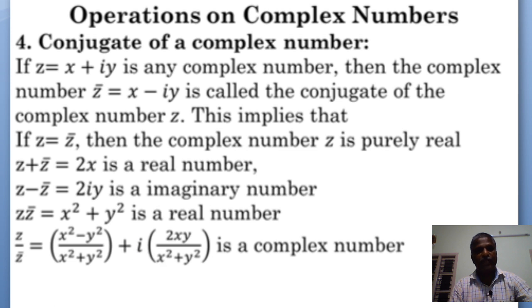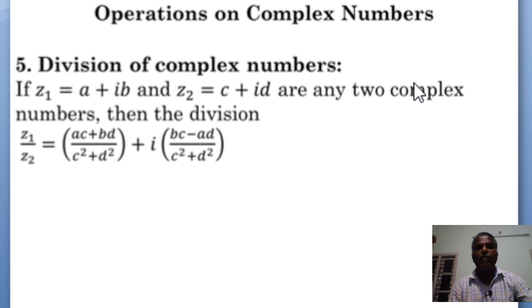Finally we have to see the division of complex numbers. Any two complex numbers can be divided by multiplying by the conjugate of the denominator. If z1 is equal to a plus ib and z2 is equal to c plus id, then the division of z1 by z2 is equal to a plus ib by c plus id. So here we have to multiply. In complex numbers, division means you have to multiply both numerator and denominator by the conjugate of the denominator.